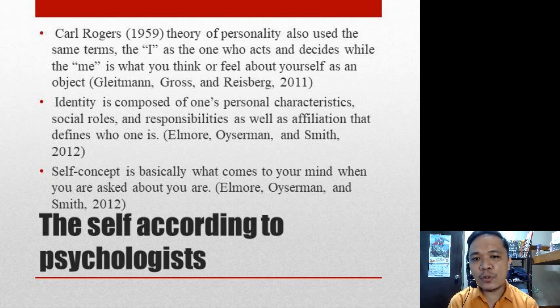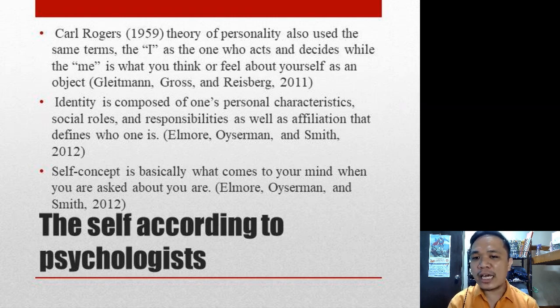Identity is composed of one's personal characteristics, social roles, and responsibilities, as well as affiliations that define who one is, according to Elmore, Oyserman, and Smith, 2012. Here, as we can see, identity is not just about how or what we think or feel about ourselves, but there are a lot of factors that will help us identify and understand ourselves.